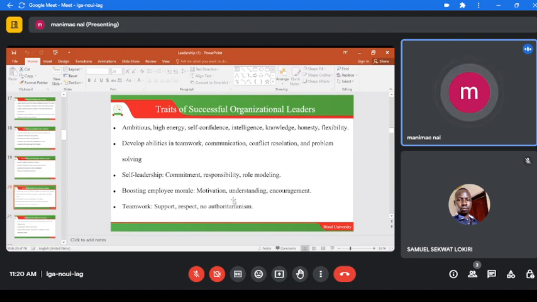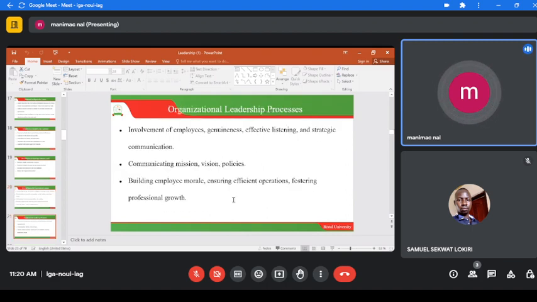Furthermore, you also need to look at teamwork. How can a successful leader provide teamwork with his subordinates? You need to support the team, you need to respect their opinions, and you must not be authoritarian. You don't have to be giving orders to them most of the time.